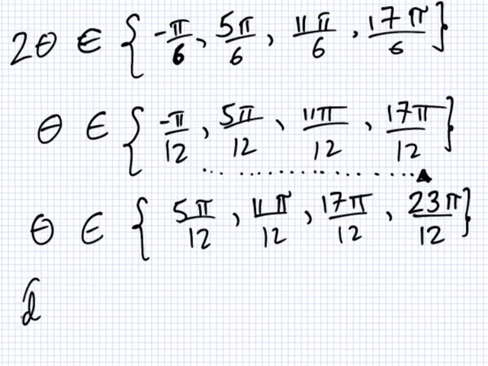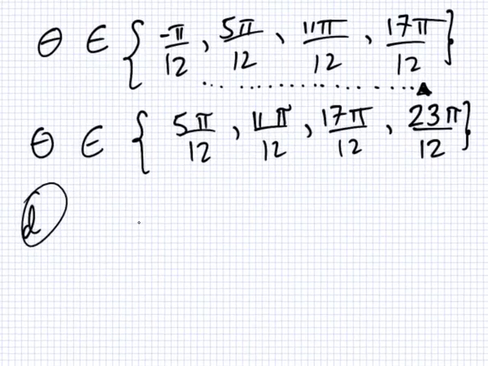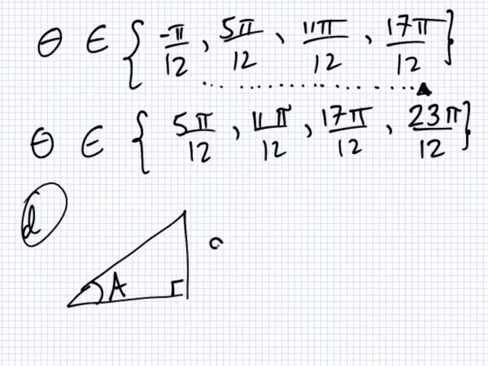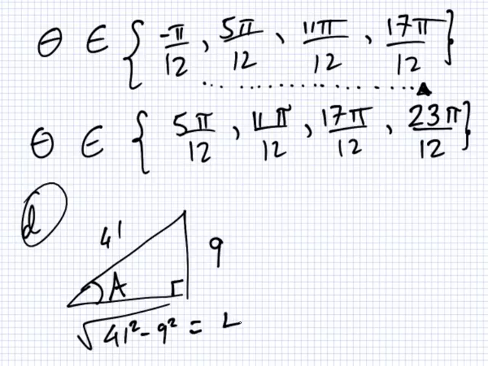D. Continue. For D, they want cos A. This is A, this is 9, this is 41, this is square root of 41 squared minus 9 squared. What's that, by the way? 40, yeah. So cos A is 40 over 41.